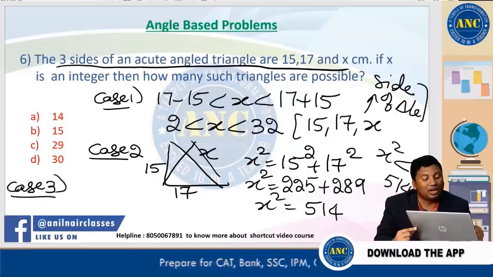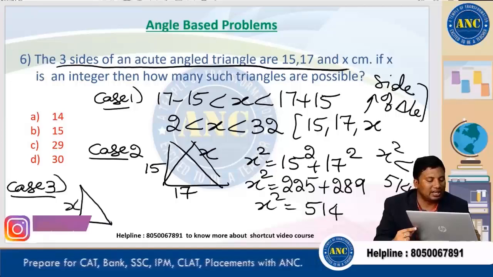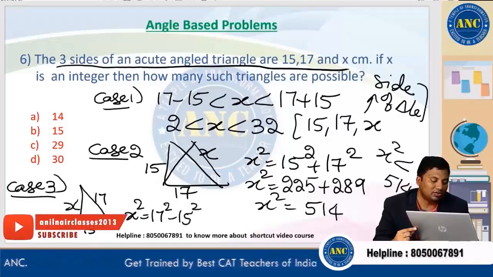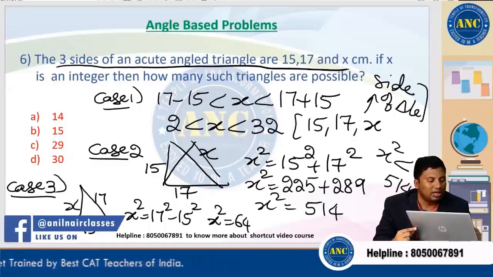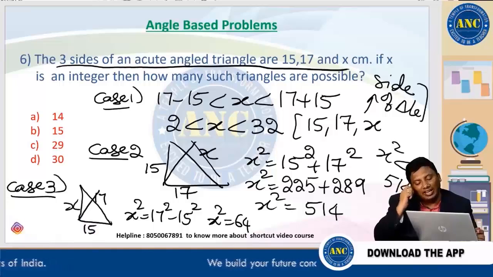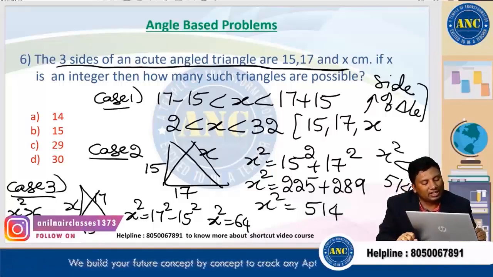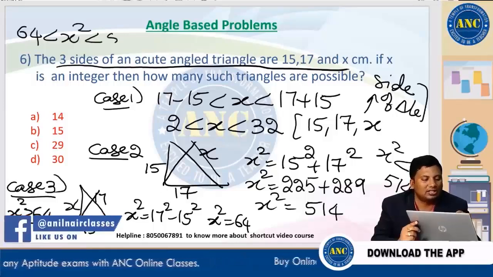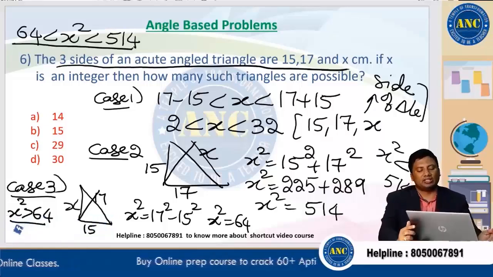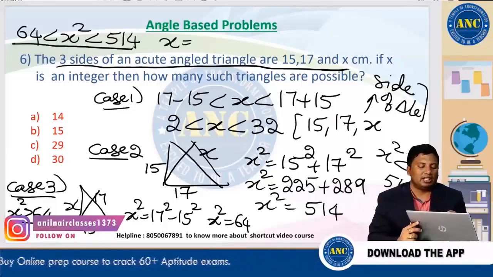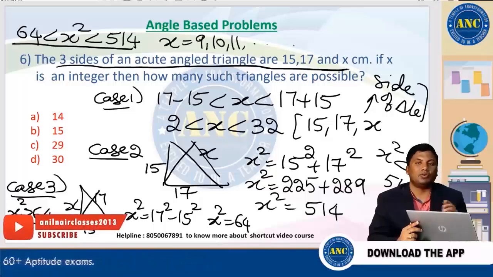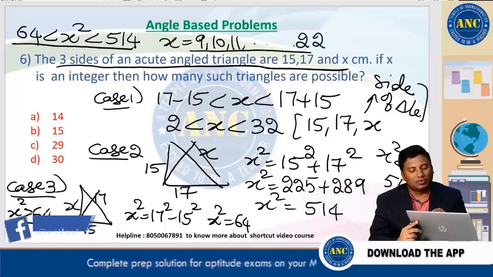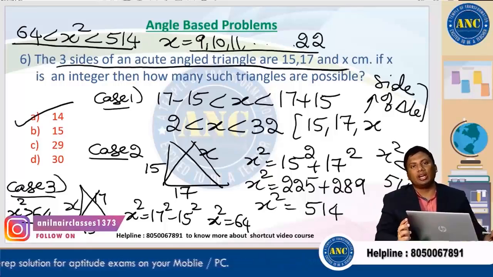Case 3: what if x is not the largest side? If I take x as height with 15 and 17, x square is 17 square minus 15 square. If you calculate, x square is 64. If it is moving to the right side, hypotenuse decreases and height increases. That means x square is greater than 64. If I combine both, 64 less than x square less than 514. So x is 9, 10, 11 and so on. 23 square is 529, 22 square is 484, so from 9 to 22, a total of 14 acute angled triangles are formed.